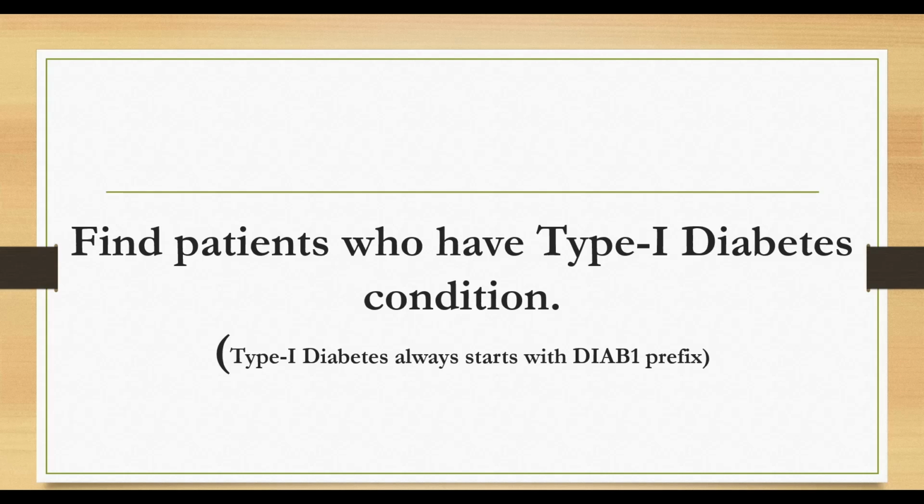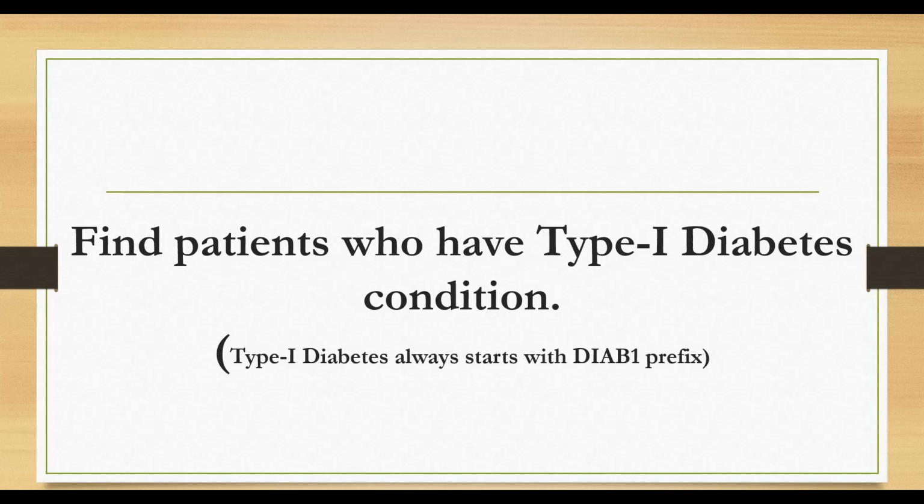Type 1 diabetes starts with the DIAB1 prefix. So this is an important thing. Type 1 diabetes always starts with the DIAB1 prefix, not a suffix, and it should not be in between the word. So that's an important thing. Let's see how to solve this problem.